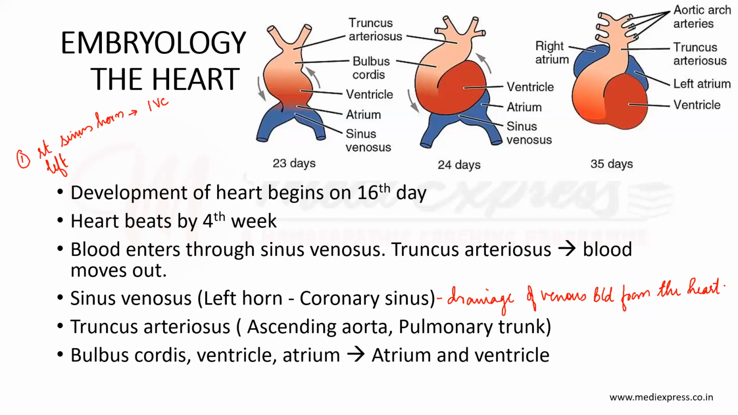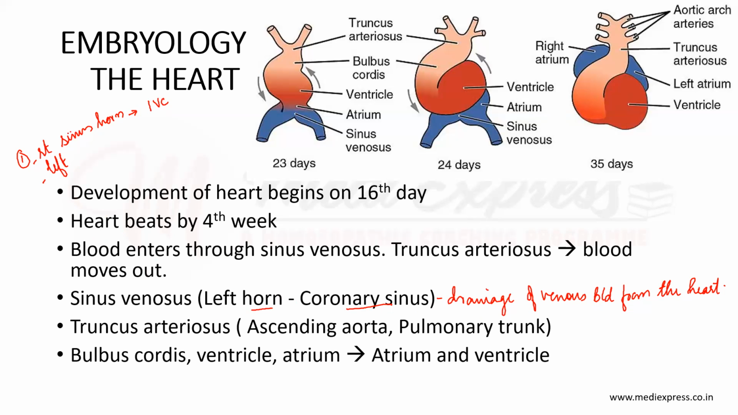So once again, I'll repeat. Please listen carefully. At around the fourth week, the sinus venosus is responsible for the inflow of the blood into the primitive heart, and it empties into the primitive atrium. Now, from where do they get the blood? They get the venous blood from the right and the left sinus horn. After some time, there will be a venous return shifting to the right side of the heart. Because of that, the left horn will recede and become the coronary sinus. And this will be responsible for the drainage of venous blood from the heart itself.